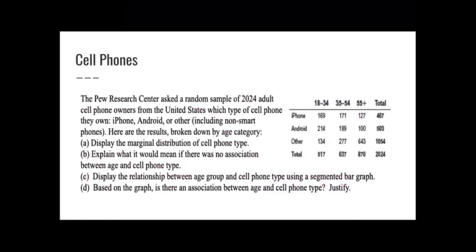So, things I want you to do here are display the marginal distribution of cell phone, and explain what it would mean if there was no association between age and cell phone type. Display the relationship between age group and cell phone type using a segmented bar graph. And based on this graph, is there an association between age and cell phone type?